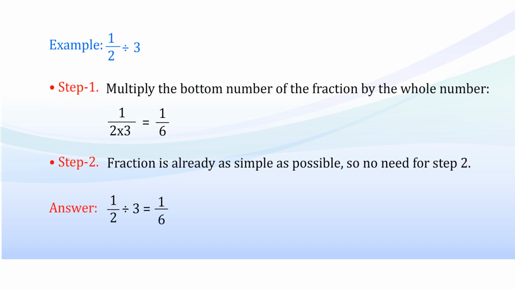Example: 1 by 2 divided by 3. Step 1. Multiply the bottom number of the fraction by the whole number. 1 by 2 into 3 equals to 1 by 6. Step 2. Fraction is already as simple as possible, so no need for step 2. Answer: 1 by 2 divided by 3 equals to 1 by 6.